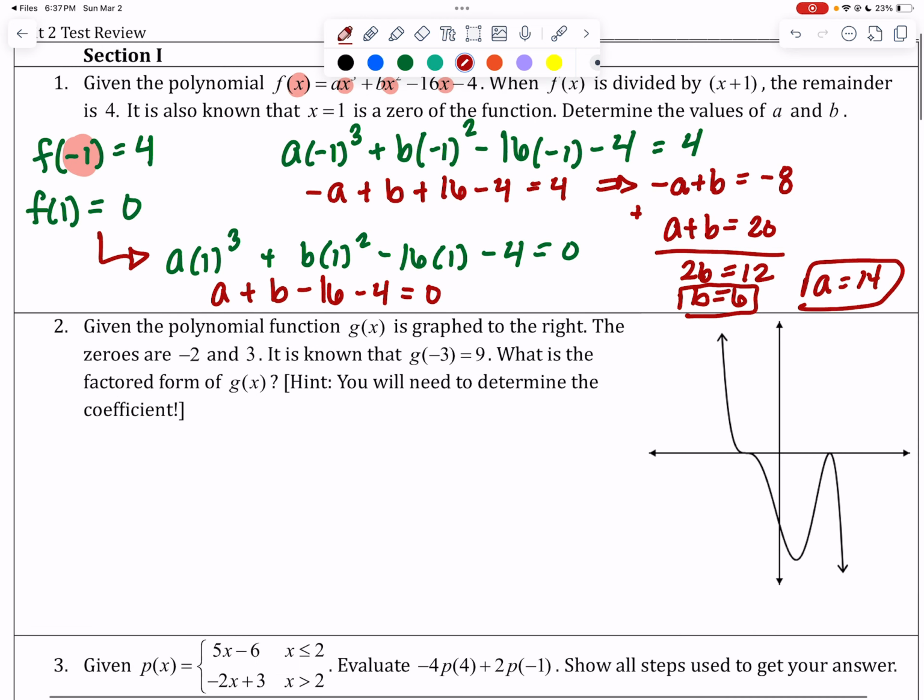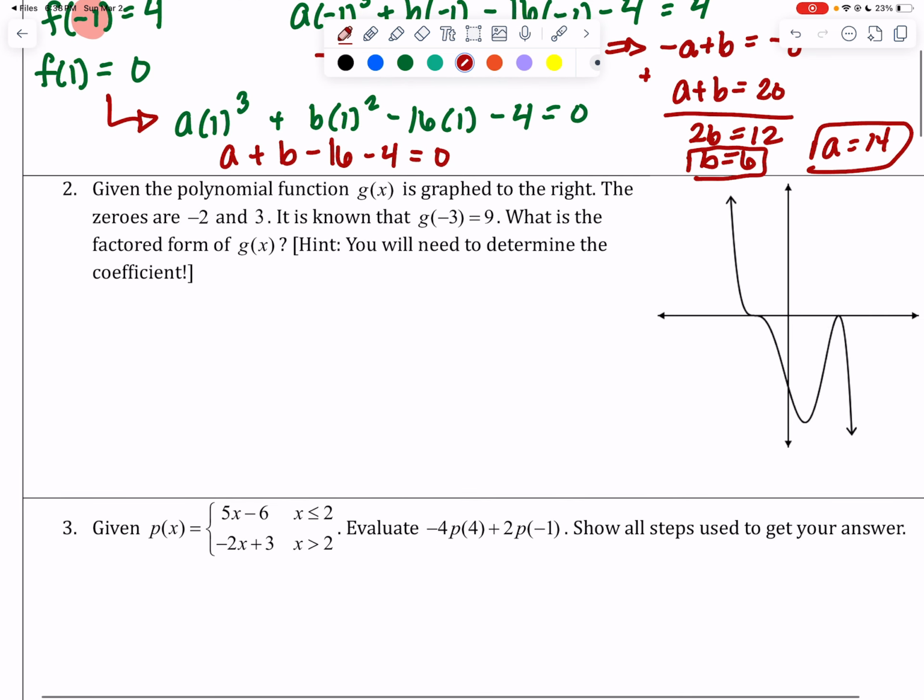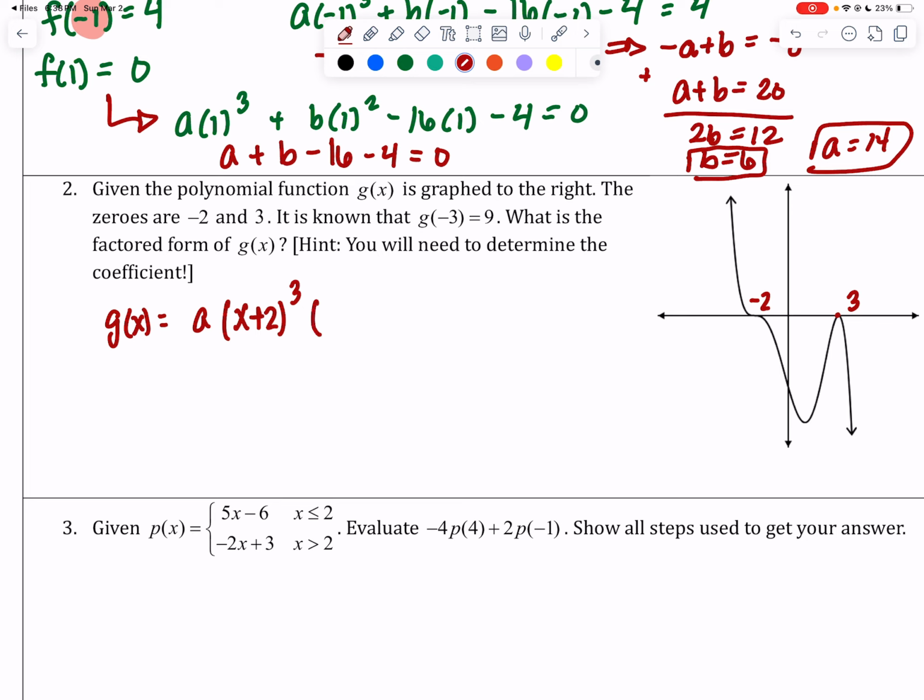All right, number 2 is exactly what we did on Friday before the Desmos activity, where we looked at the graph and we know that this is negative 2 and we know that this is 3. Now, if I were to write this as a function, I'm going to have g of x is equal to some a value, aka the coefficient that we don't know. We have x plus 2 cubed because it's a wiggle. And then we also have x minus 3 squared because that is a bounce.